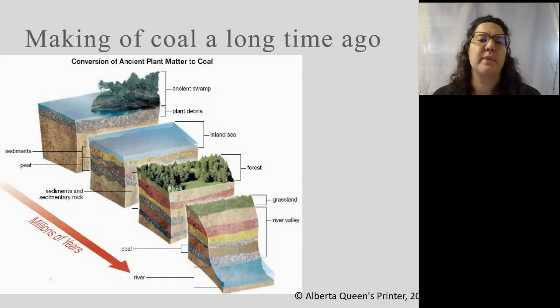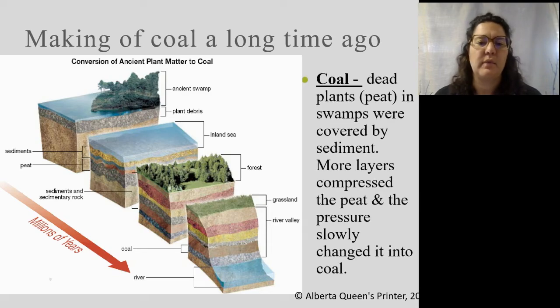So fossil fuels were made a long time ago. And this was the conversion of ancient plant matter to coal. So in ancient water sources or wetlands, the plant debris would float to the bottom of the water. And then slowly, as sediments were deposited on top of the plant debris, it was compressed in the earth under heat and pressure. And slowly it changed that to a solid carbon source known as coal.